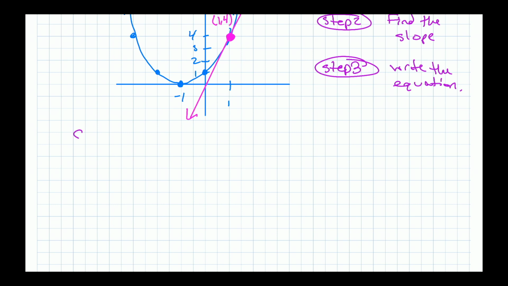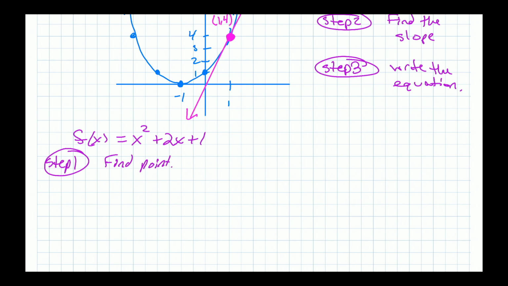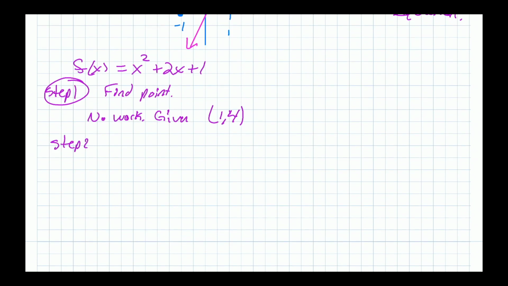So what's our equation? It was x squared plus 2x plus 1, right? So for step 1, we need the point. Well, guess what? There's no work because they gave it to us. All right, so that's fine. Step 2, find slope, right? And the slope at that point is f prime of 1. So you got to know that that's the slope. So we have f of x is x squared plus 2x plus 1, right?